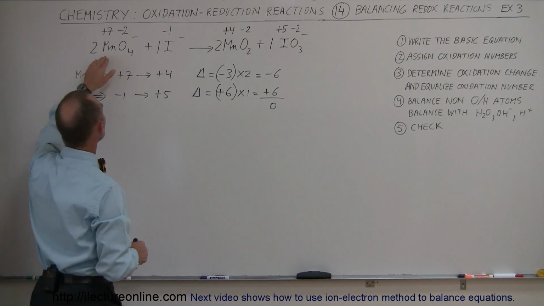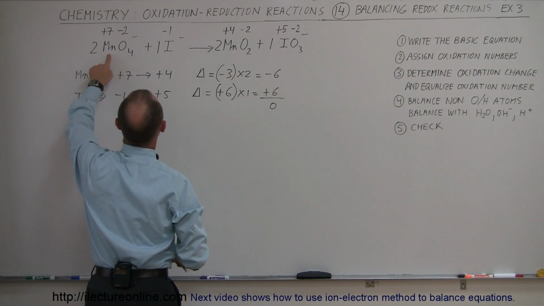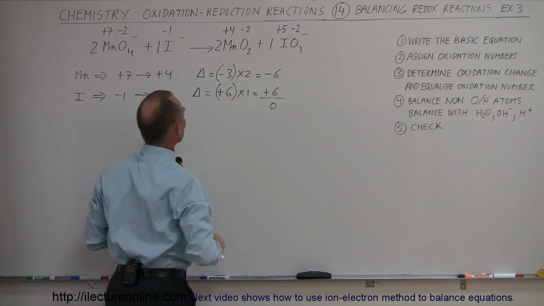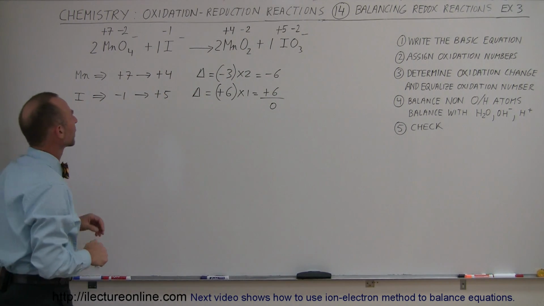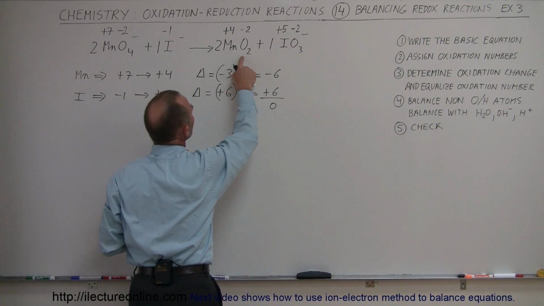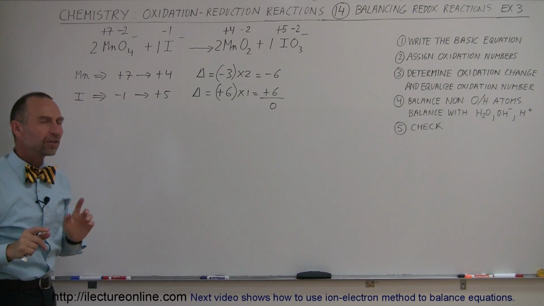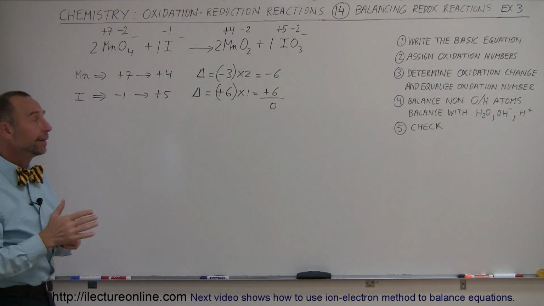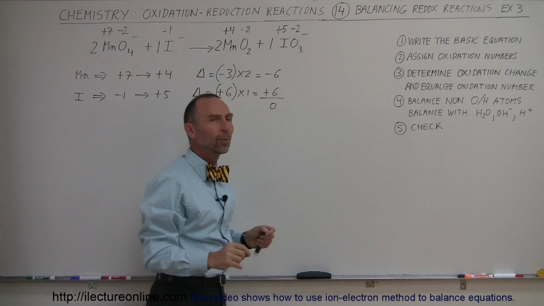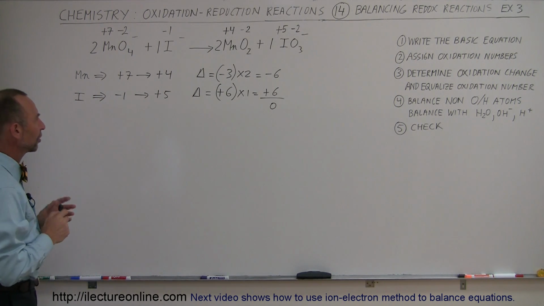But is manganese balanced? We have 2 here and we have 2 there, so that's good. We have 1 iodine here, 1 iodine there, so that's good. So manganese and iodine atoms are balanced. What about the oxygen? Well, we have 8 of them here, 2 times 4 is 8. Here we have 4, and there we have 3. That means oxygen is not balanced. But what about the oxidation numbers? Before we start adding any of these 3, water, hydroxide, or hydrogen ions, we want to make sure of the balancing of the oxidation number. So let's do that first.